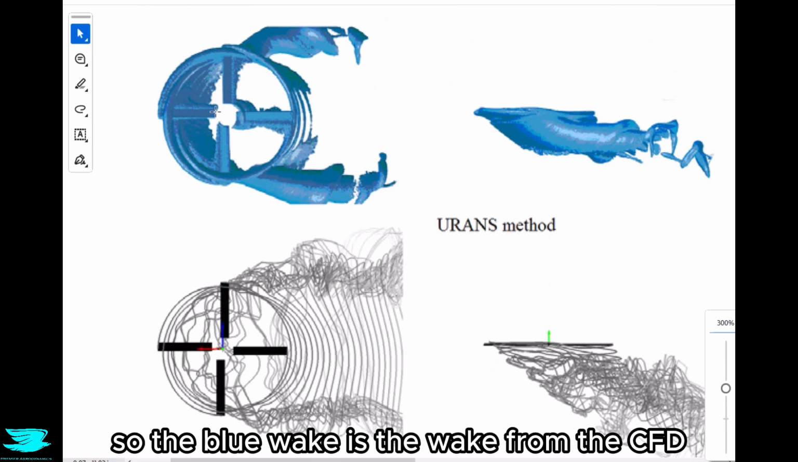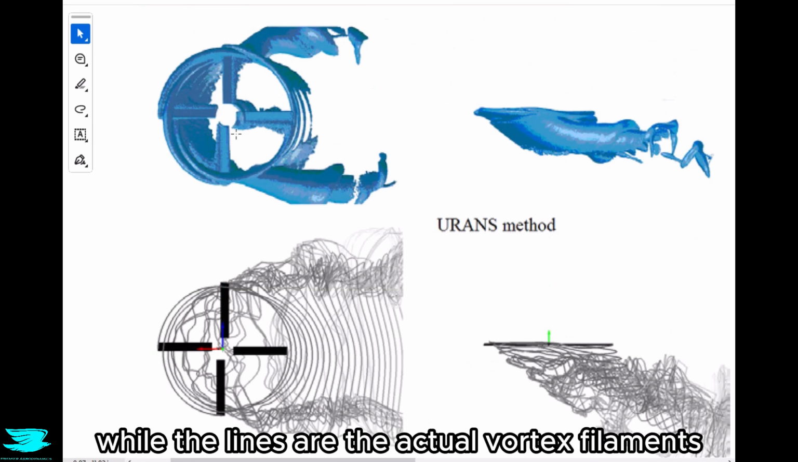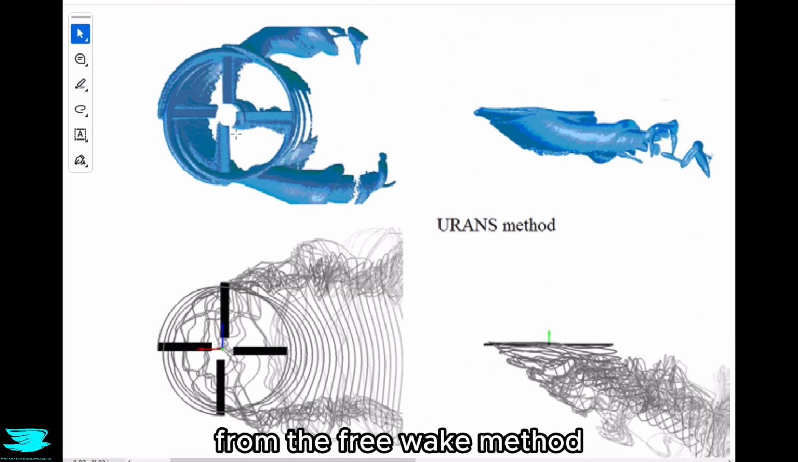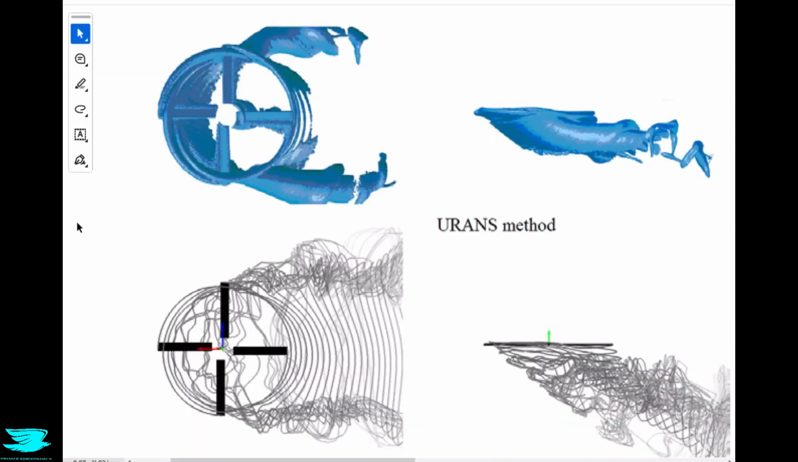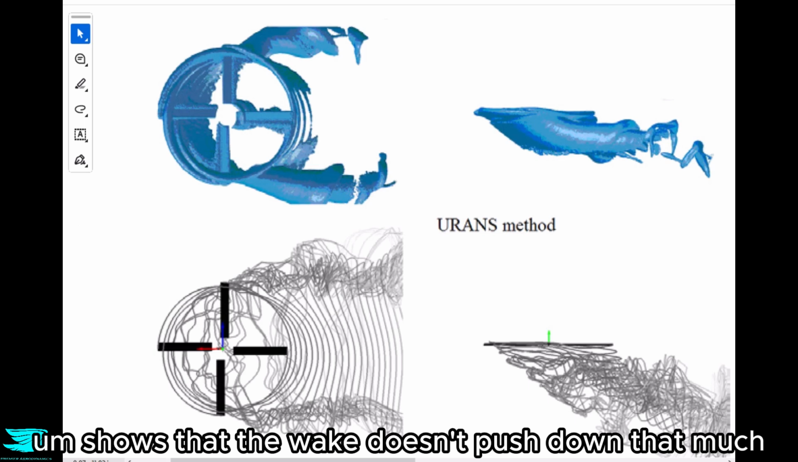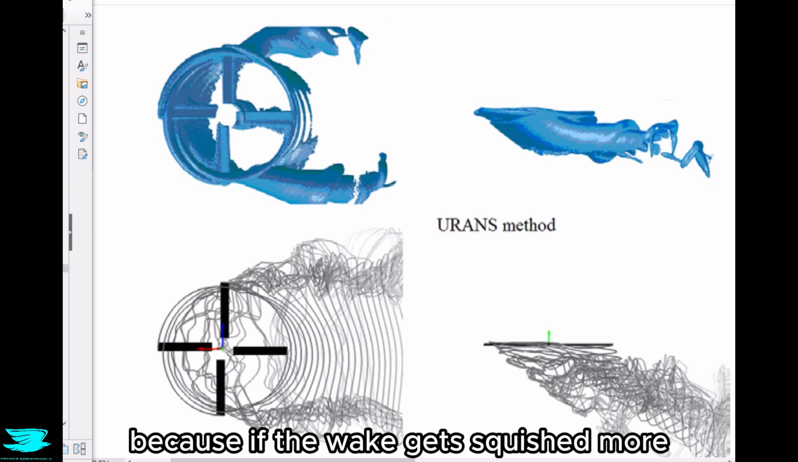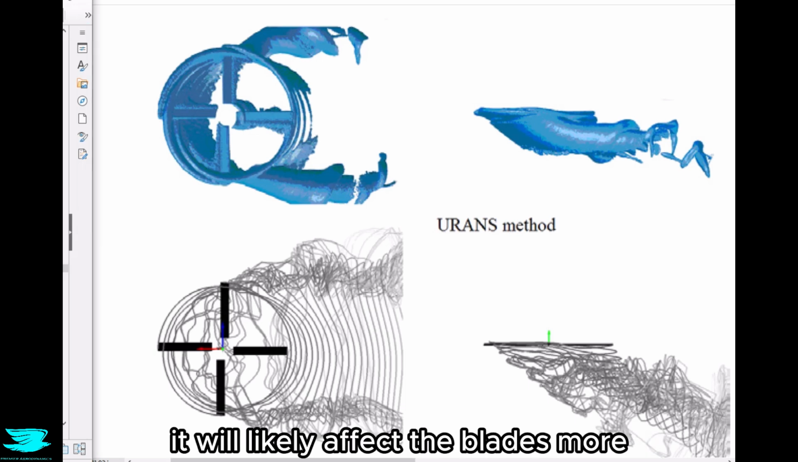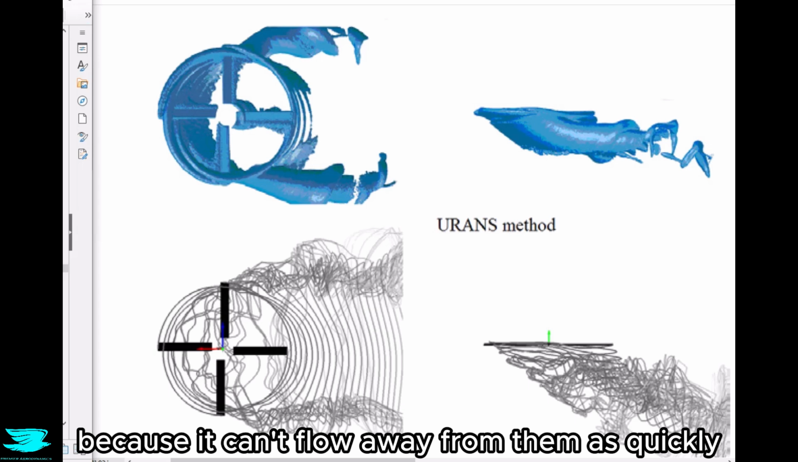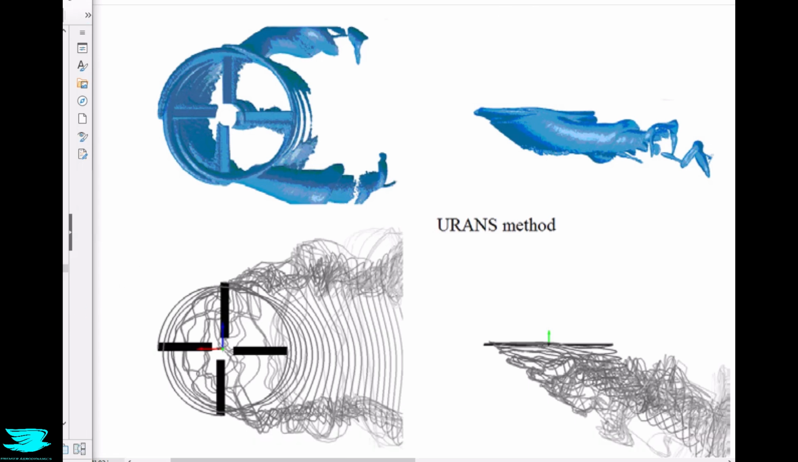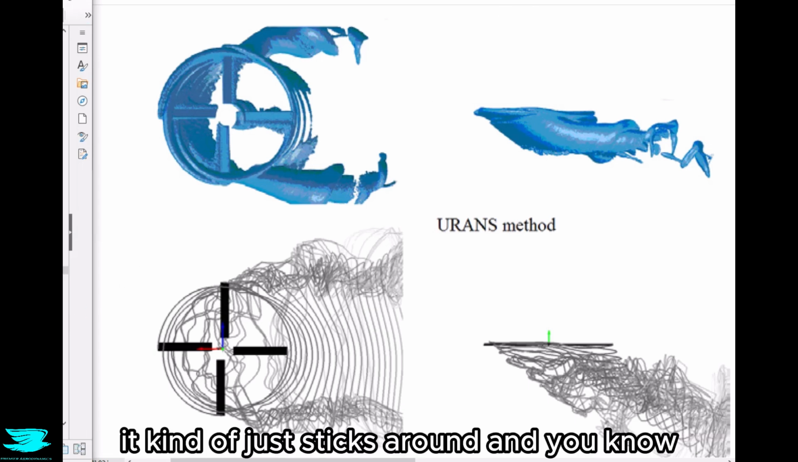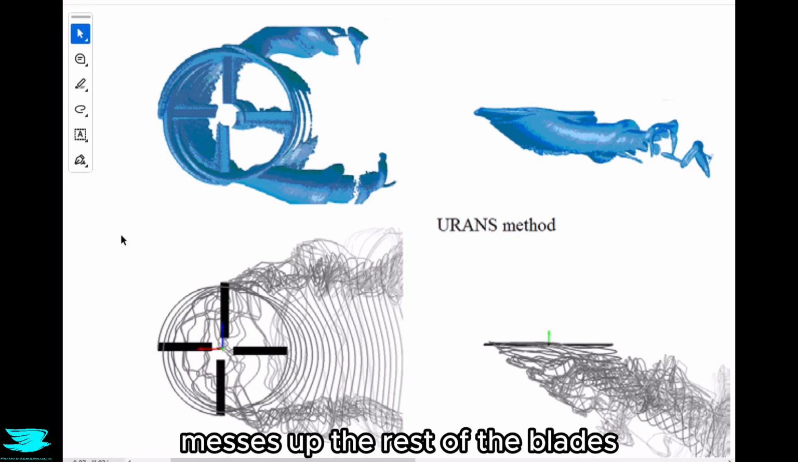Okay, so the blue wake is the wake from the CFD, while the lines are the actual vortex filaments from the free wake method. The results are pretty similar, but the URANS shows that the wake doesn't push down that much. It flattens out and flows backwards more. This is actually an interesting point because if the wake gets squished more, it will likely affect the blades more because it can't flow away from them as quickly. It kind of just sticks around and messes up the rest of the blades.